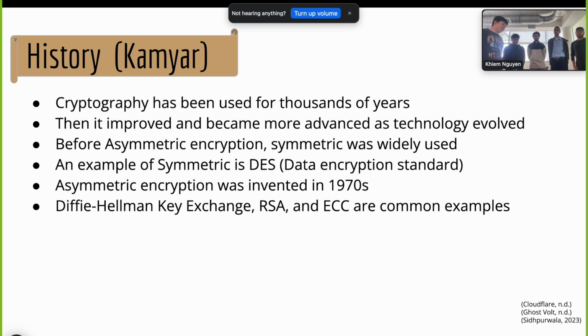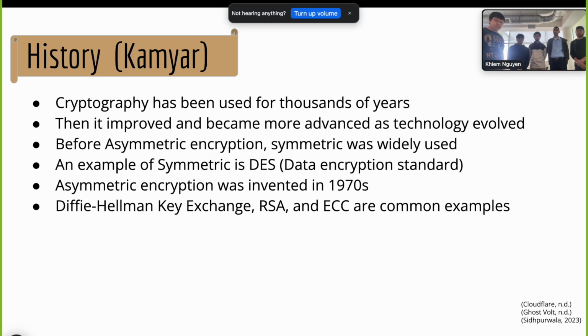Okay, so throughout history, the concept of cryptography has been used, and it has been used for thousands of years. And the reason is that no one wants their data to be exposed to people they don't want it to be exposed to. And as technology advanced and evolved, this cryptography technology also became more advanced and sophisticated. And an example of early cryptography would be the Caesar cipher.